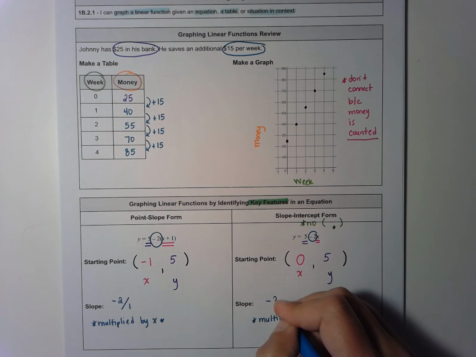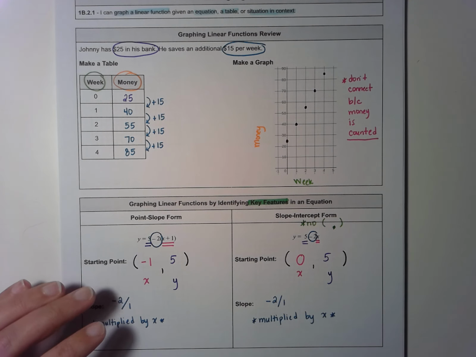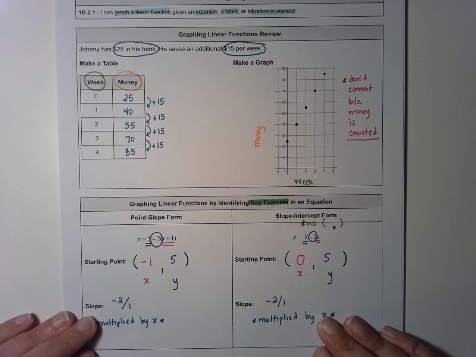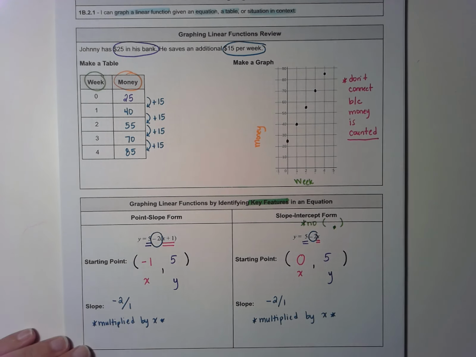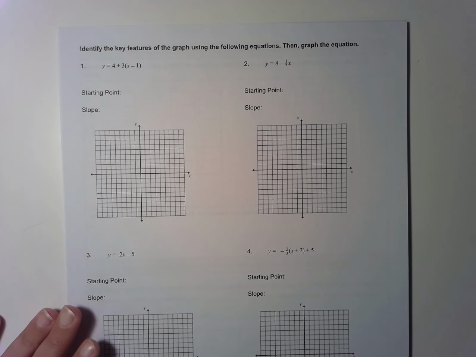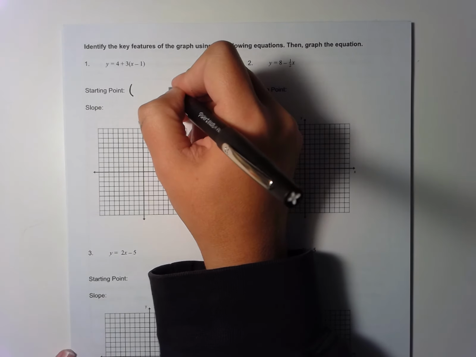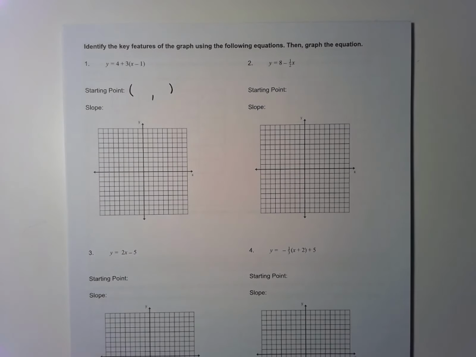In this case, -2. And I would suggest that you write that as -2/1 because that's going to make your life a lot easier when you go to graph this. Now that we kind of know where to find our starting point and our slope, let's try a few practice problems. So for problem number 1, step 1 is going to be to find the starting point and the slope.